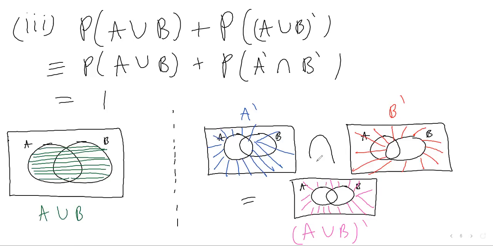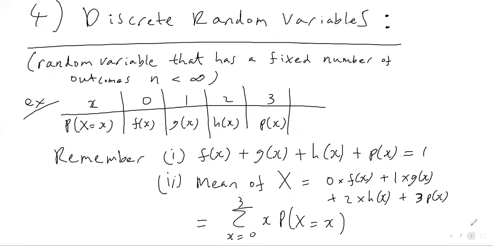I've tried to illustrate the reason for this here. If we think about these two Venn diagrams, A complement and B complement, so not A and not B, where do the blue lines and the red lines intersect? They intersect on the outside of these two circles, so outside of the A union B region. So basically the opposite of A union B is the same as the intersection of not A and not B. So that's just a key one to bear in mind too.